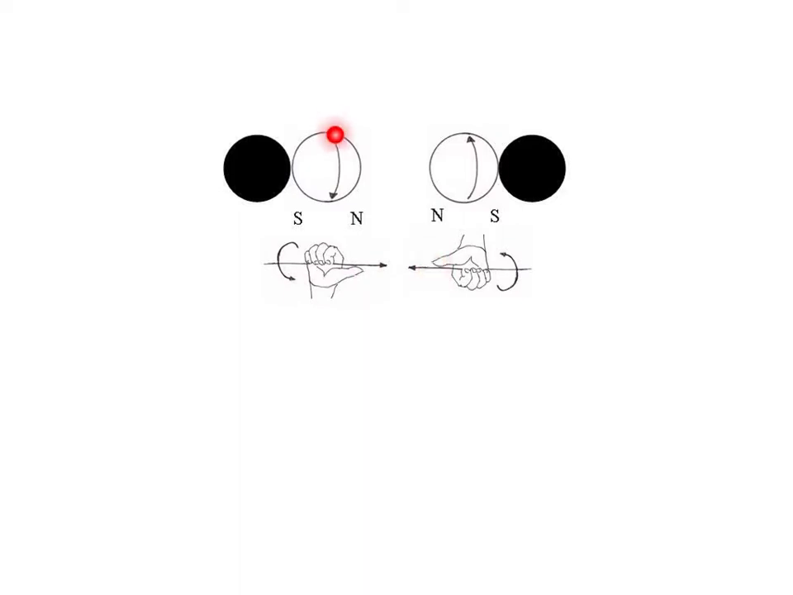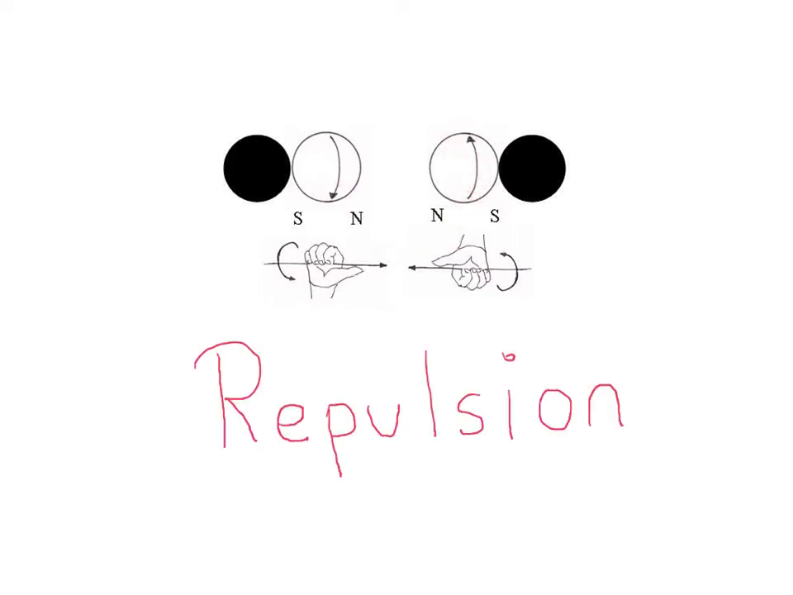If we notice, the spin orientation, the spin direction, is opposite. So we have the same sides facing each other, but the spins are opposite and opposing each other. And we're going to define this situation, where north faces north and the spins are opposing, as repulsion.